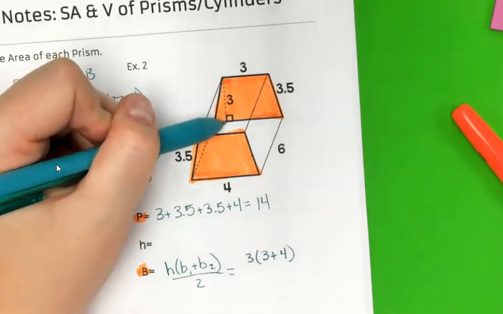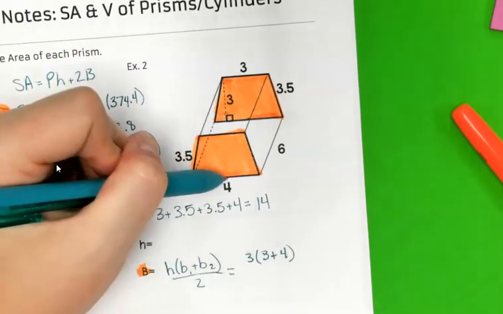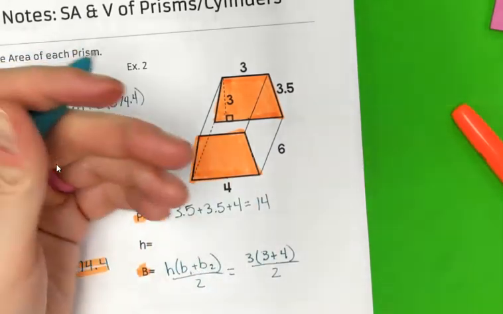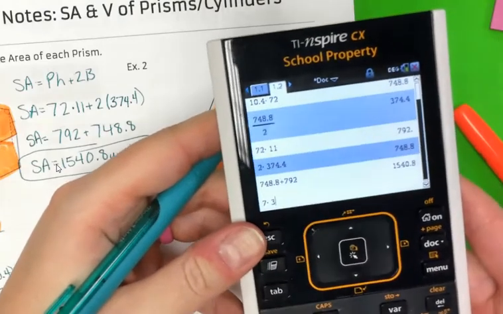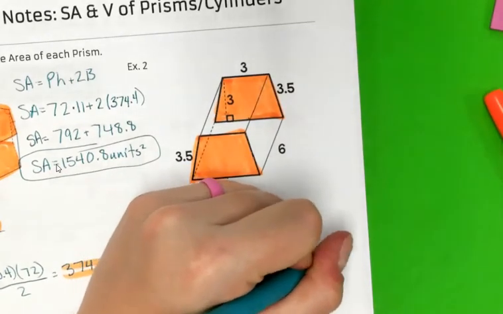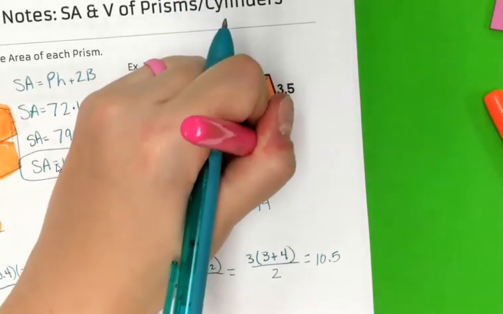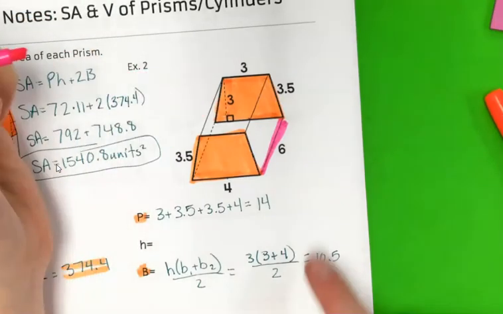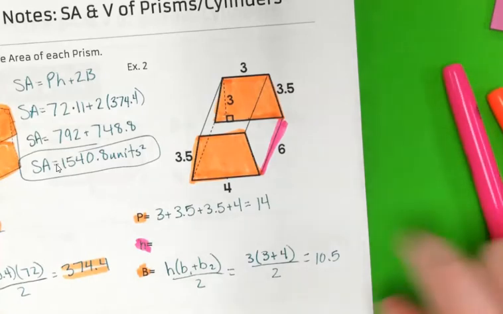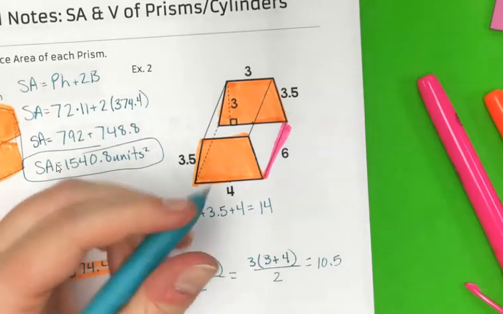So this is the height. It's perpendicular to the bases, 3 and 4, which go there. Those are the two bases. And then we divide by 2. So 3 plus 4 is 7, times 3 is 21. Cut that in half, and you get 10.5. That is our big B. And then remember the h, notice this is a different number than this h. That's why we're using our highlighters. How far apart are my two trapezoids? They are 6 units apart. And we have all that we need.